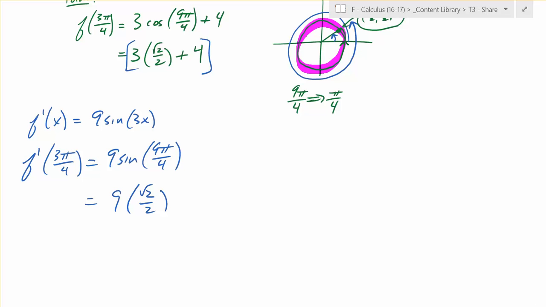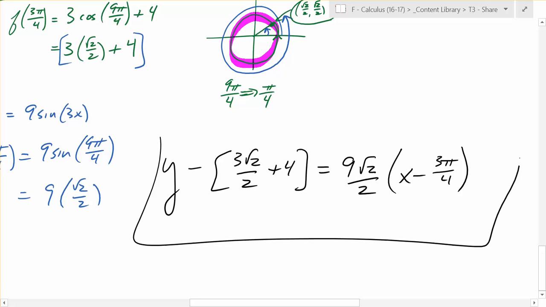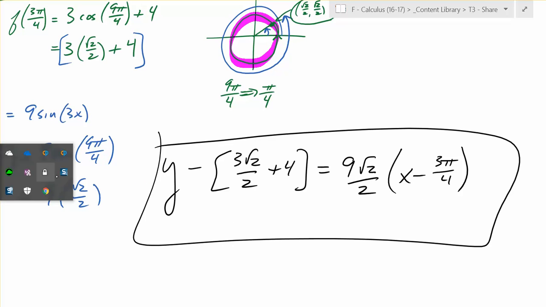So what's the equation going to be? Y minus 3 root 2 over 2 plus 4, right? Equals what? What's the slope? It's right there. 9 root 2 over 2 times x minus pi over 4, or 3 pi over 4. That's the whole thing. Don't go any further. That's it.